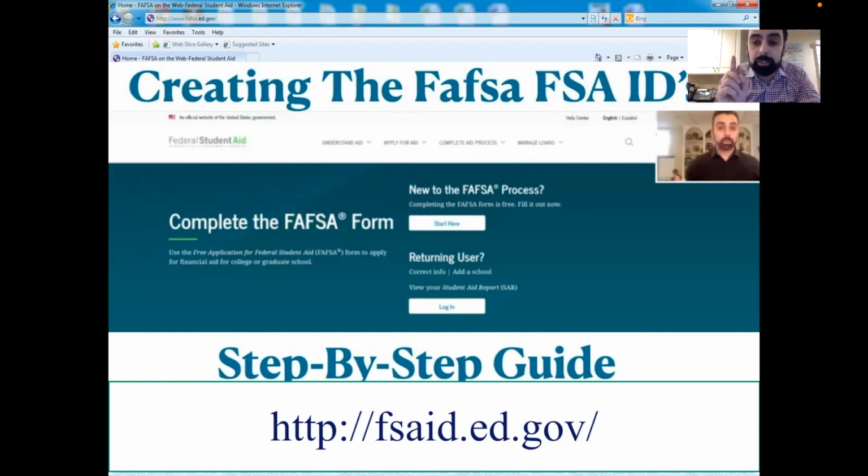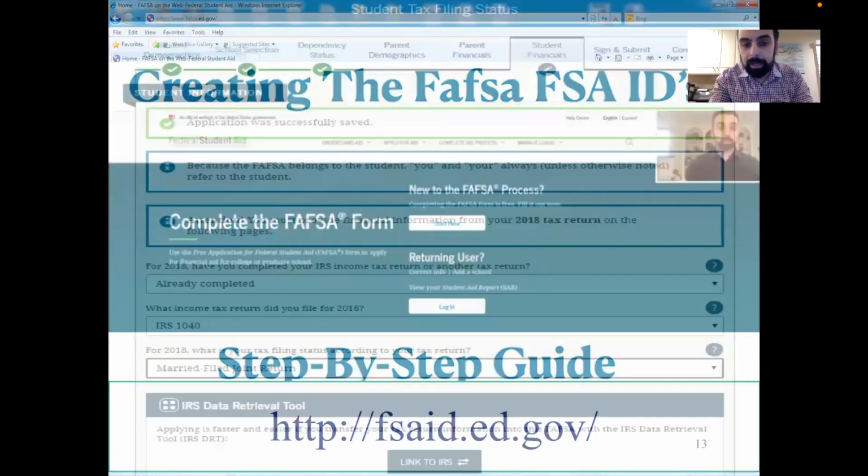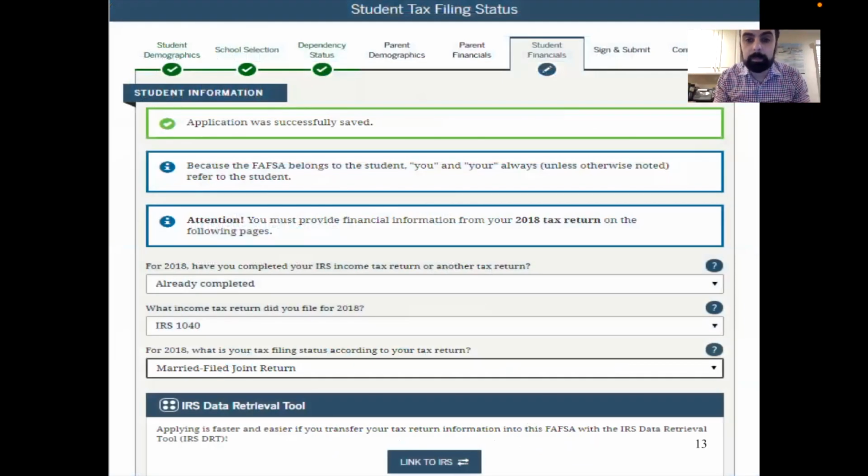When it comes to the first ID, when you first log into FAFSA, it's going to ask you for that student ID to start the form. Then, halfway through the FAFSA form, you're going to get to this page right here, the parent section. The second ID will be used here to upload your taxes directly from the IRS.